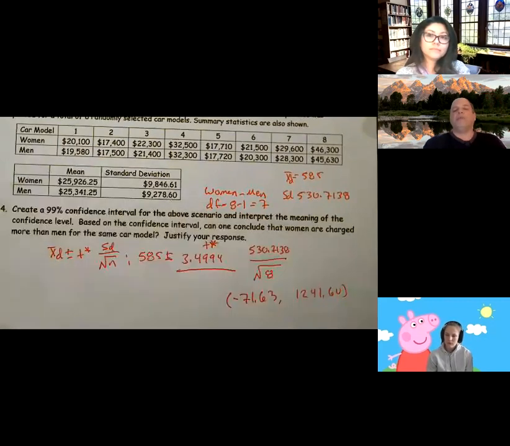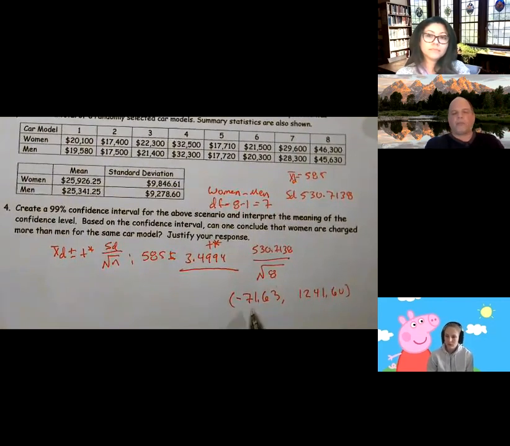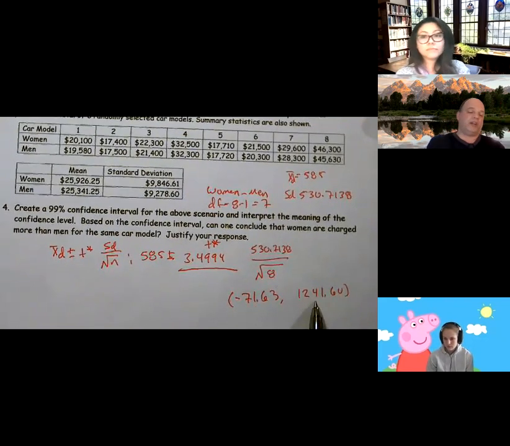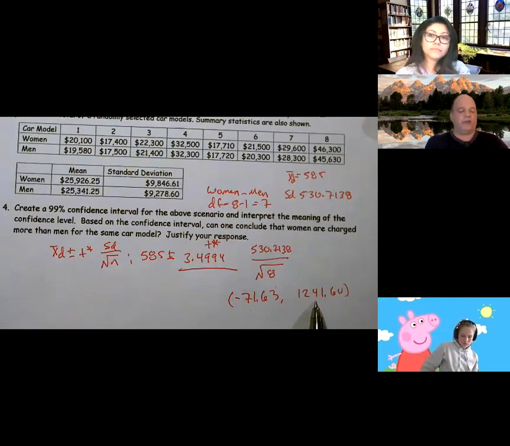$1,241.60. Now, what that means is a plausible value could be anywhere in this range, which means women may pay $71 less than men on average, or they may pay as much as $1,241 more than men on average. Any value within here is a plausible value.